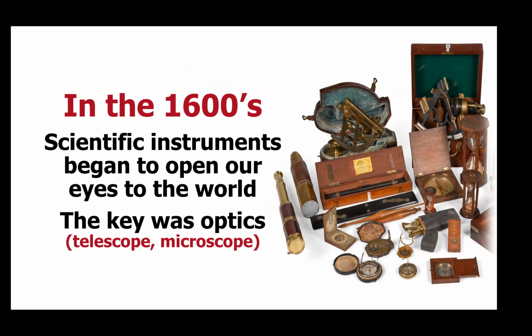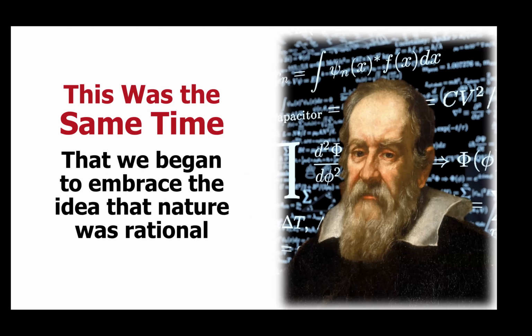In the 1600s, what made the difference was scientific instruments. And these instruments, like the telescope and the microscope, keying on optics here, discoveries in the realm of optics, began to open our eyes to the world. It was much bigger than we had thought, and it was much smaller than we had thought. About this same time, we began to embrace the idea that nature was rational. That had always been there. But this began to move into science in a major way.